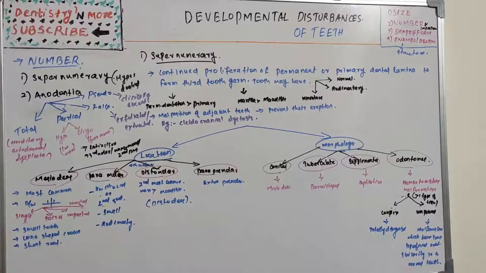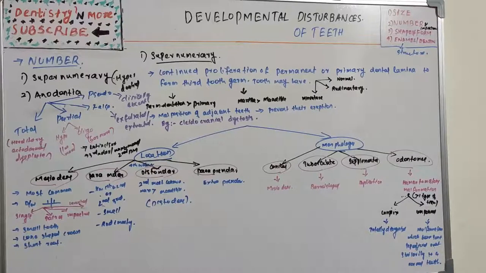So what is total anodontia? Total anodontia is a complete loss of teeth. The patient is edentulous and it is a very rare condition, and it is seen in a syndrome known as hereditary ectodermal dysplasia. We know teeth are formed from ectoderm. We have seen ectoderm, endoderm, mesoderm. So ectoderm is the portion from which the teeth originate. So in this hereditary condition of dysplasia of ectoderm, it results in complete loss of teeth, or there will not be any teeth at all. That is anodontia.